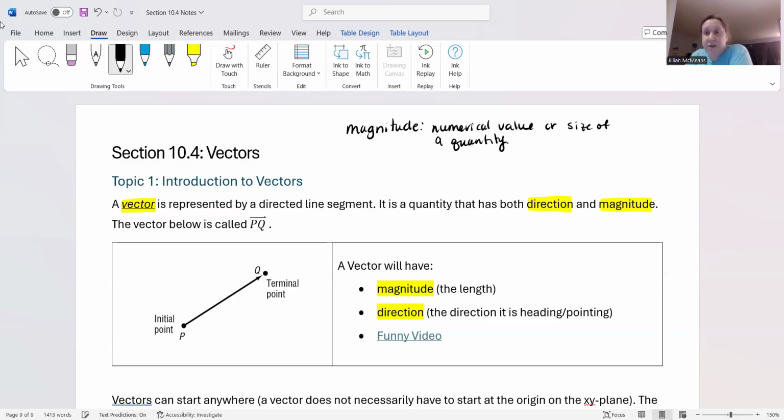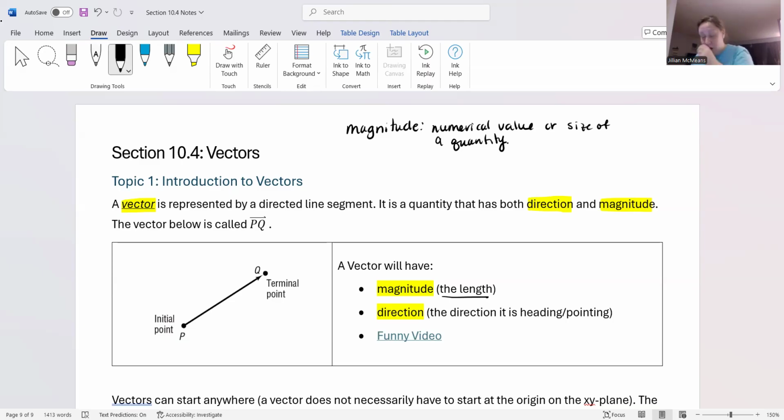When you're in a physics class, a lot of times you will talk about magnitude as a speed. Velocity is how fast you're going and in what direction, so the magnitude of velocity is speed. We'll look at this gently for now, but essentially for us at this point in math, magnitude is the length of the vector. Magnitude is just a numerical value or the size of a quantity. For us, it is quite literally the length of our vector. And then the direction is which direction this thing is heading or pointing.